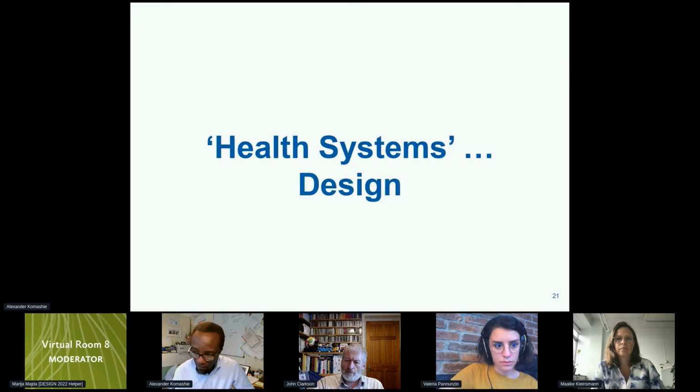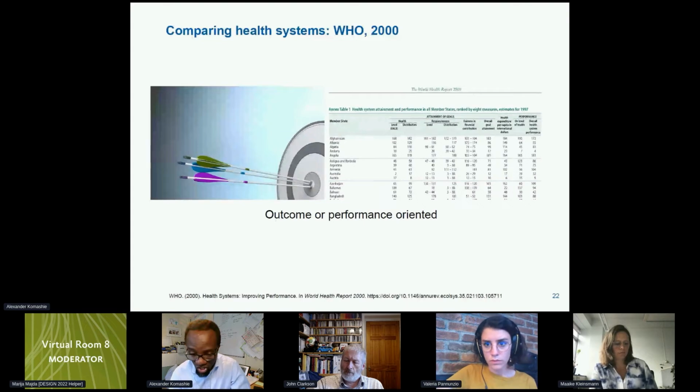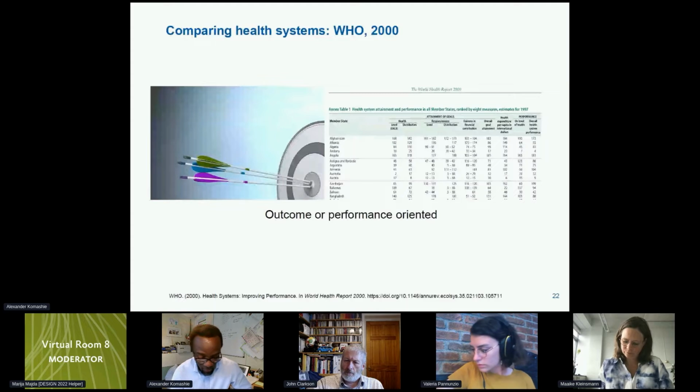Talking about health systems, of course, the context of design has various aspects to it. I picked up on a few examples of how health systems have been compared in the literature in the past. This is an example from the World Health Organization. The World Health Report 2000 was all about health systems, and that was one of the main moves towards a focus on health systems in global health initiatives. The focus there was very much on outcomes and performance, comparing various health systems in terms of how they perform or what outcomes they are able to achieve.